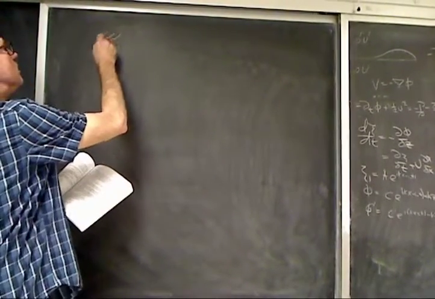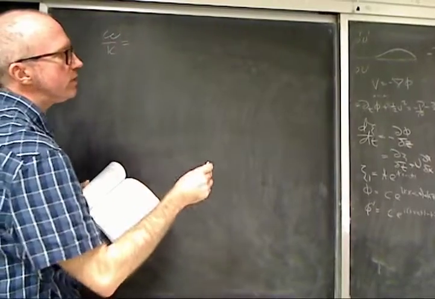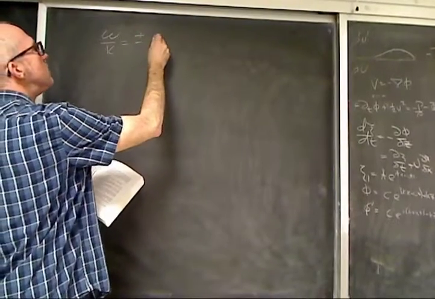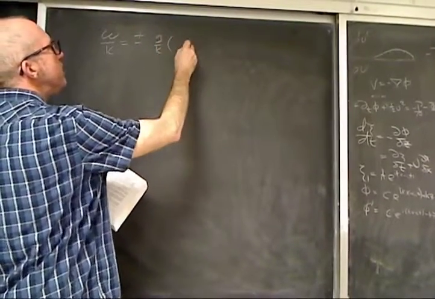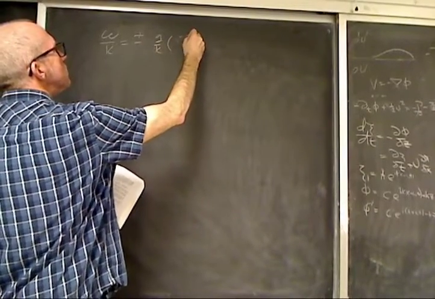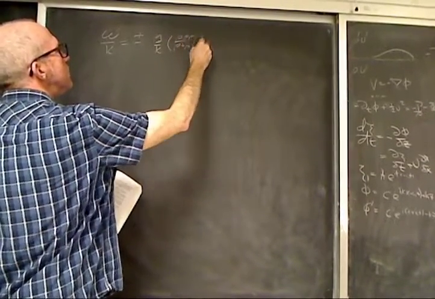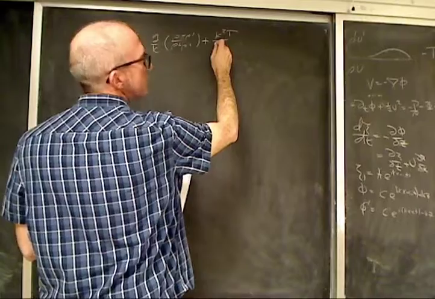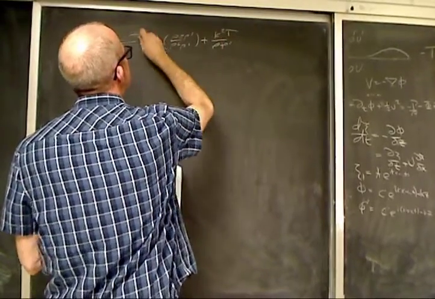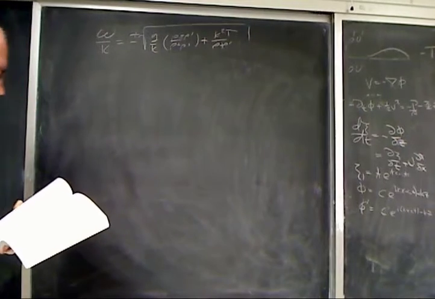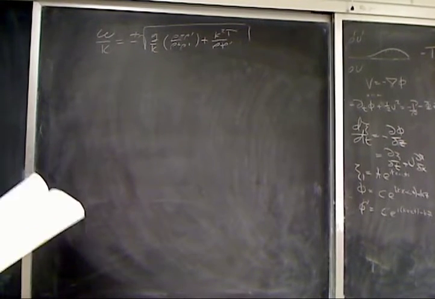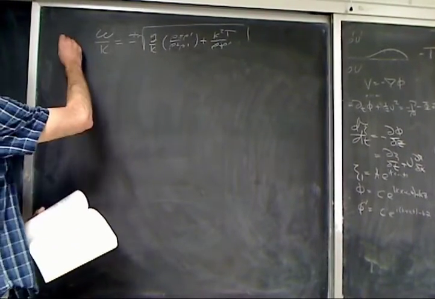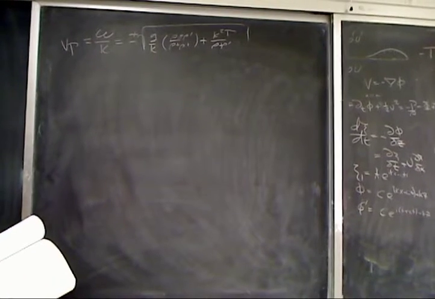So omega over k equals, that first term disappears, the last term disappears, plus or minus the square root of g over k times rho minus rho prime over rho plus rho prime, plus k squared T over rho plus rho prime. Okay, so first, what is the phase velocity? That is the phase velocity. I have written that, so that is d_p equals that. Second, show that it's a minimum.